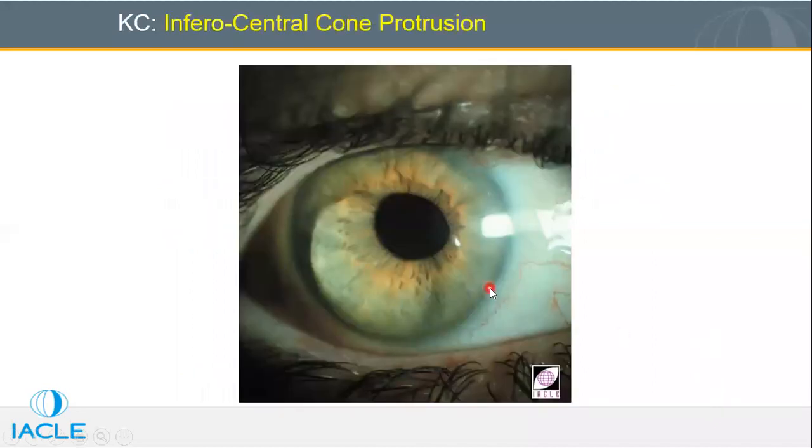Normally, one of the hallmarks of keratoconus is that the cornea would have a cone. There are different kinds of cones, which I will be discussing in the further slides. One of the hallmarks is that the position of the cone would be inferior, normally infero-central or infero-temporal or nasal. Here this is a keratoconus cornea, which has an RGP contact lens over it.